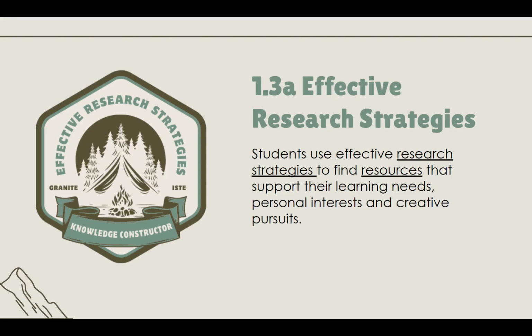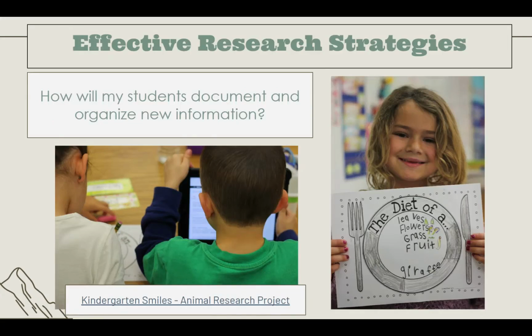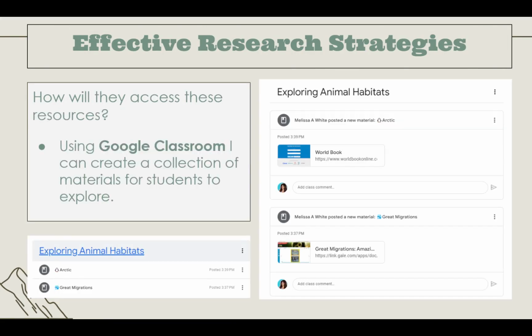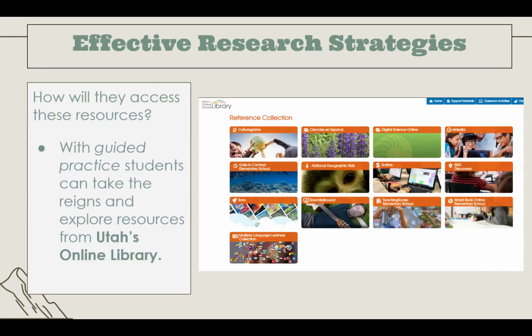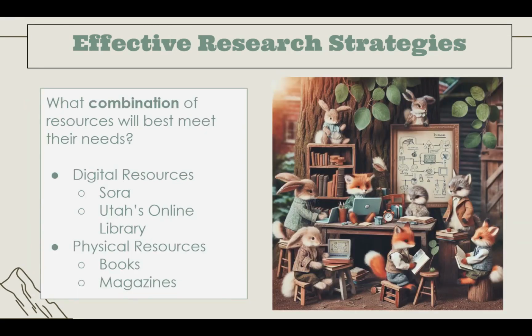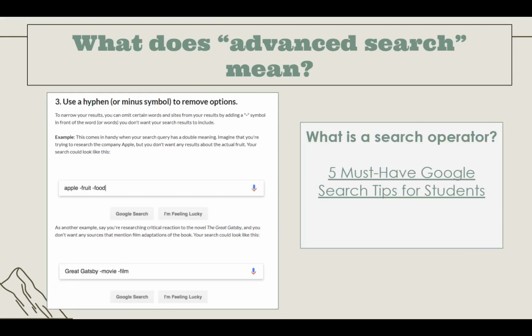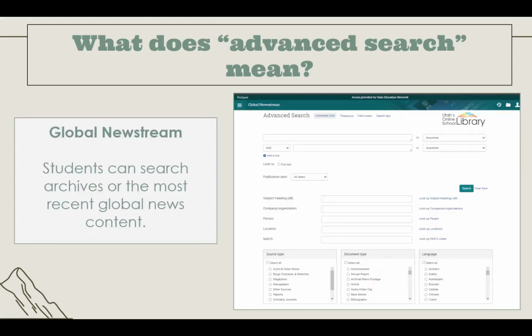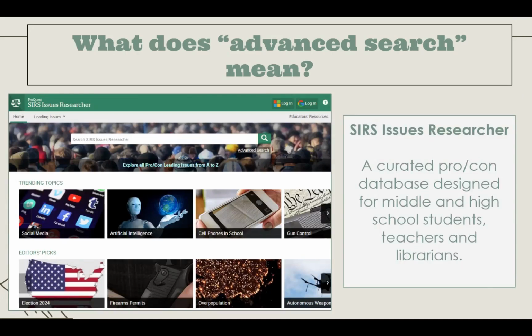Effective research strategies challenges students to find a range of resources that support their learning needs, personal interests, and creative pursuits. For our youngest students, this might include using a graphic organizer to help them document and collect ideas, while using digital tools such as Google Classroom, Utah's Online Library, Sora, or even physical books to help them explore a given topic. For our older students, we can empower them to use advanced search options in both digital and physical libraries to help them quickly find a variety of resources.